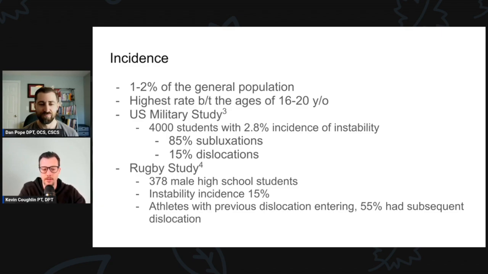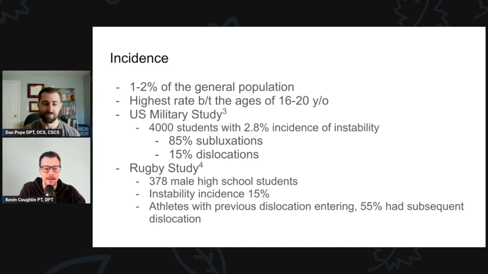And then when we look at a contact sport, this rugby study I thought was pretty interesting. They had 378 male high school athletes, and they found the instability incidence to be 15%. So a lot higher than in the military group and a lot higher than in the general population. So with these contact sports like football, rugby, hockey, we probably will see a higher incidence if you're working with those populations. And just anecdotally, with the active populations we work with at Champion, I would say shoulder instability makes up a lot more than 1 to 2% of my caseload.